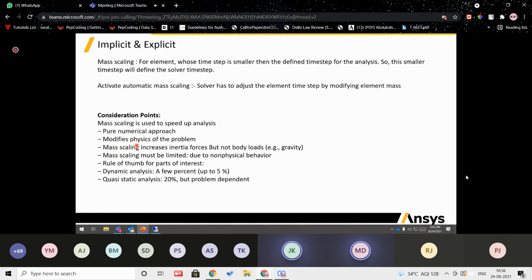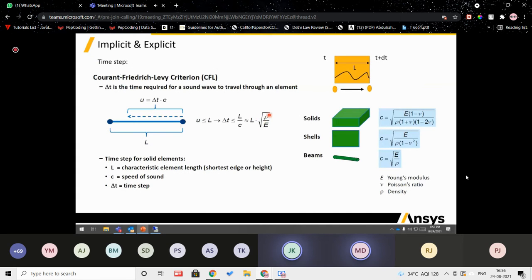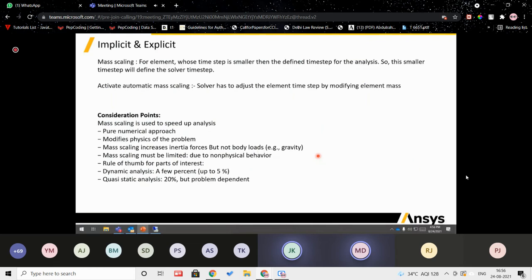Mass scaling basically increases inertia forces because it is adding mass into the system, just to improve your time step. I will explain those things in an upcoming slide. This is just for your basic building. Mass scaling must be limited due to non-physical behavior. I say non-physical because this is not a realistic phenomenon. What you are doing is virtually putting some mass to increase your time step so that your analysis does not fail. So this is a little bit on the mass scaling side.